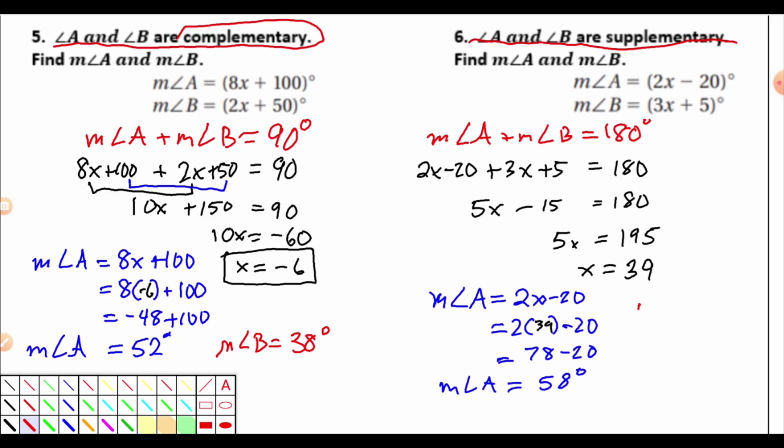And guess what? The measure of angle B, since these are supplementary, these need to add up to 180. So I know this one has to be 122. Game over. All right, I hope this helps you with understanding complementary and supplementary angles.